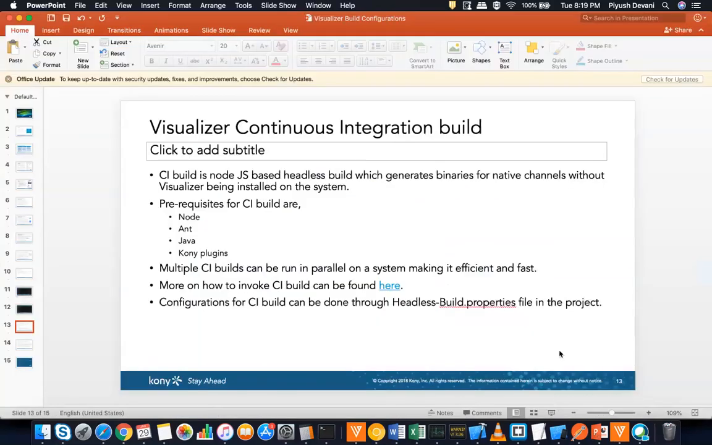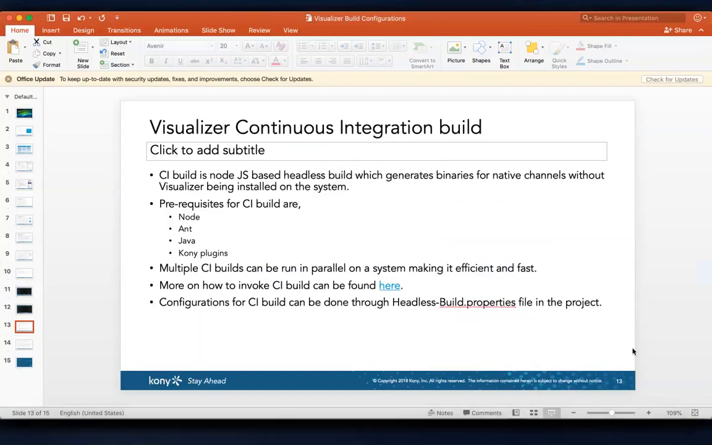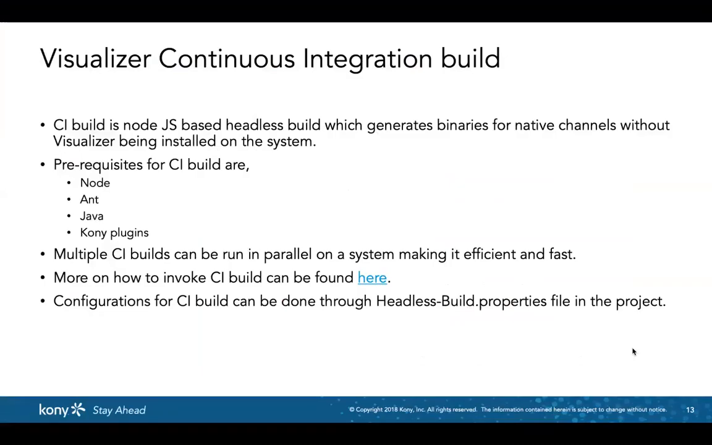Any questions on the CI build, you can drop a note and we'll be glad to answer. This is the futuristic build system that Visualizer is going to use more and more to generate the binaries, and it is pretty fast and it can be run in parallel, which makes it the efficient option out of all three.